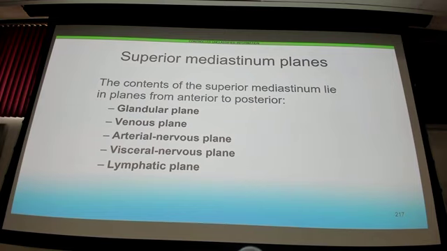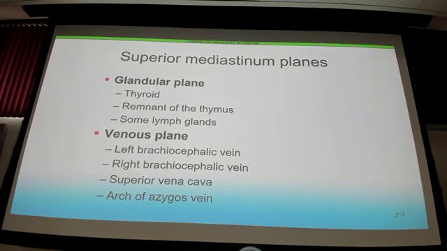Arterial nervous, visceral nervous, meaning you have those and the nerves that go through there, like the phrenic nerve goes through there, the transient, and a lymphatic plane. And just like they're named, you will see that. So the glandular plane is the most anterior plane, and it's what's going to contain the thyroid, some lymph glands, and if you have anything left of your thymus, that's where it would be found.